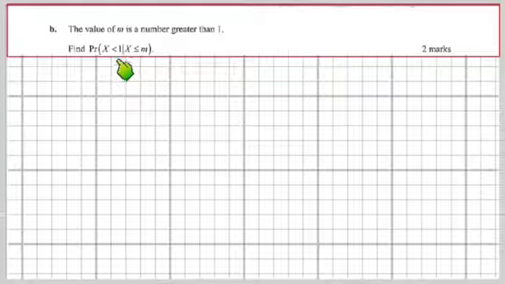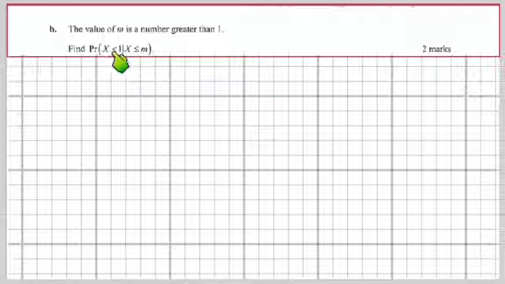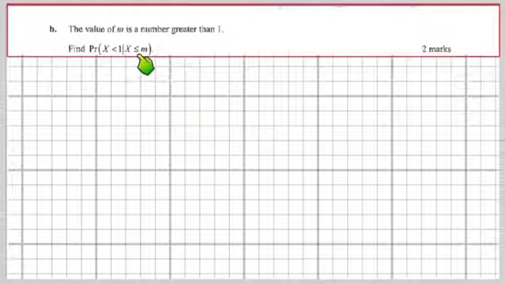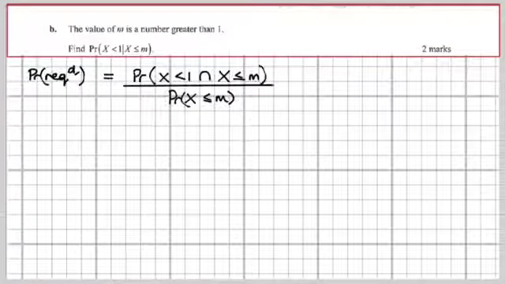Find the probability of x being less than 1 given that x is less than or equal to m. Well, we can set the equation up. The probability that we require is the probability that x is less than 1 and x is less than or equal to m, over the probability that x is less than or equal to m. And of course this is going to be a half, guys, because it's the median, right?